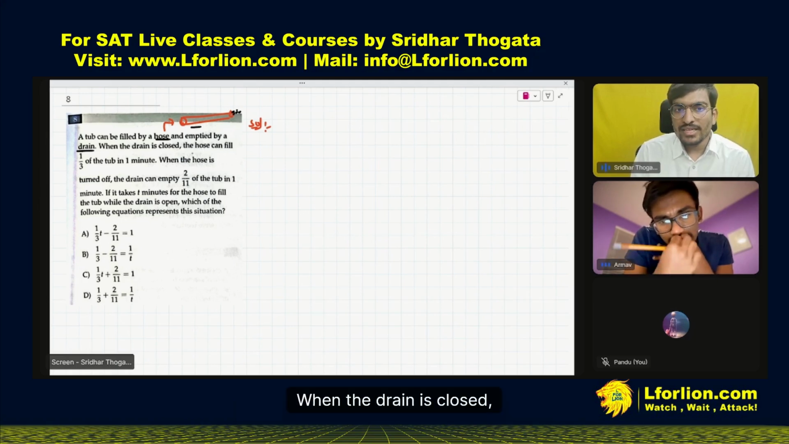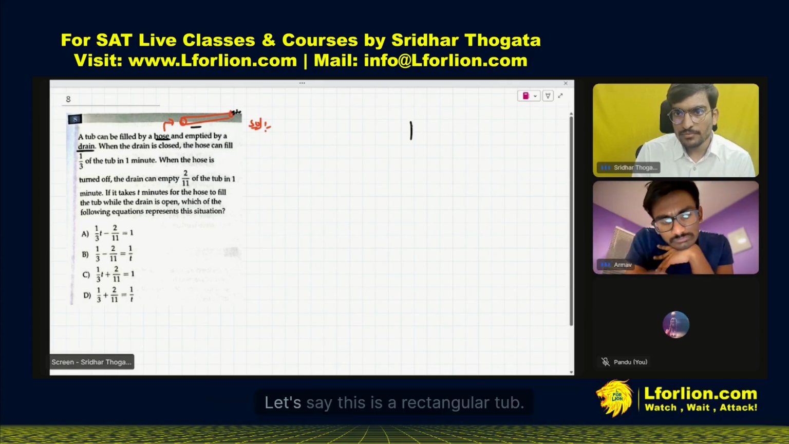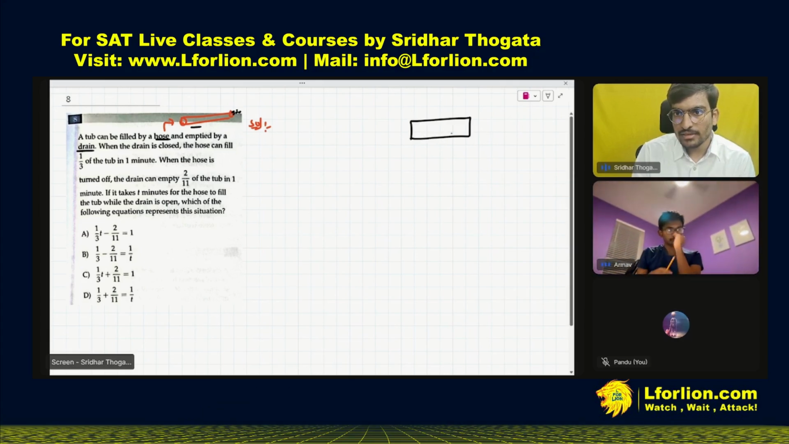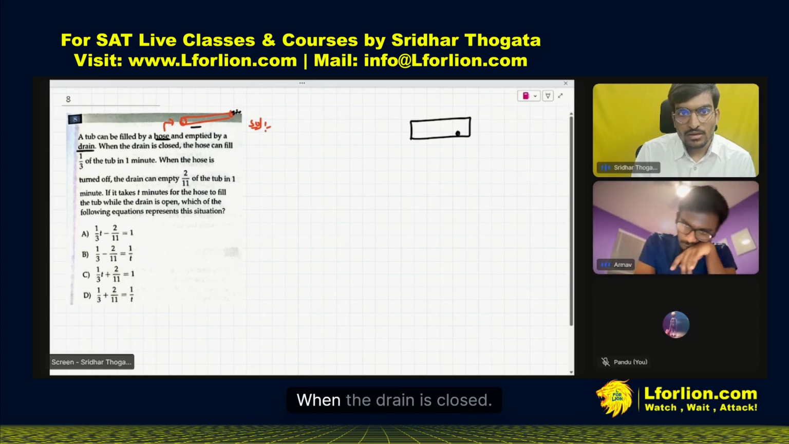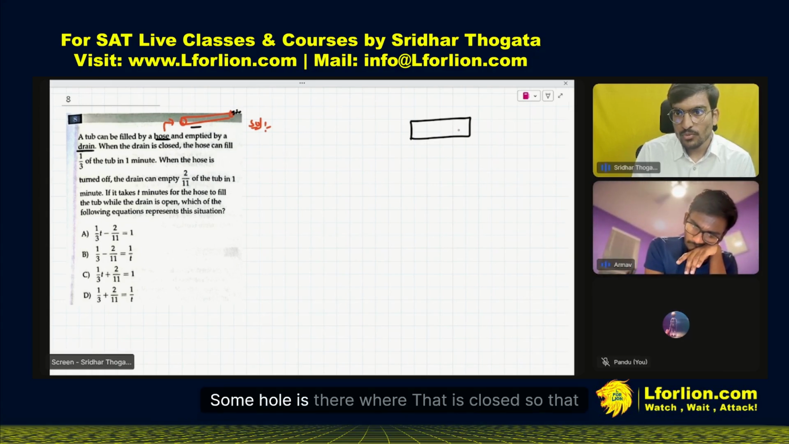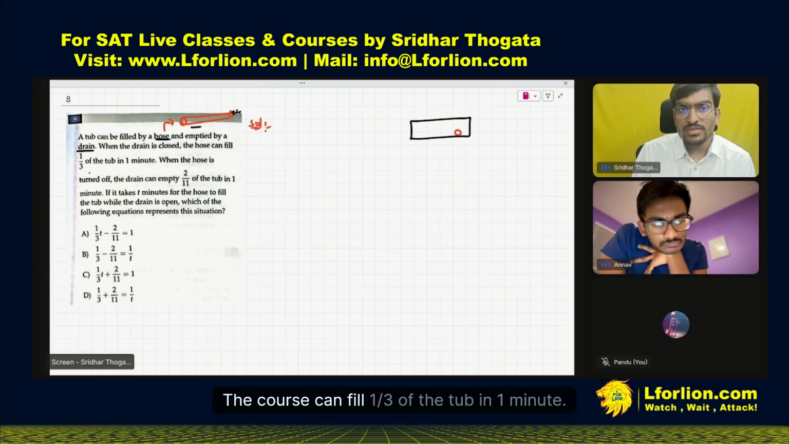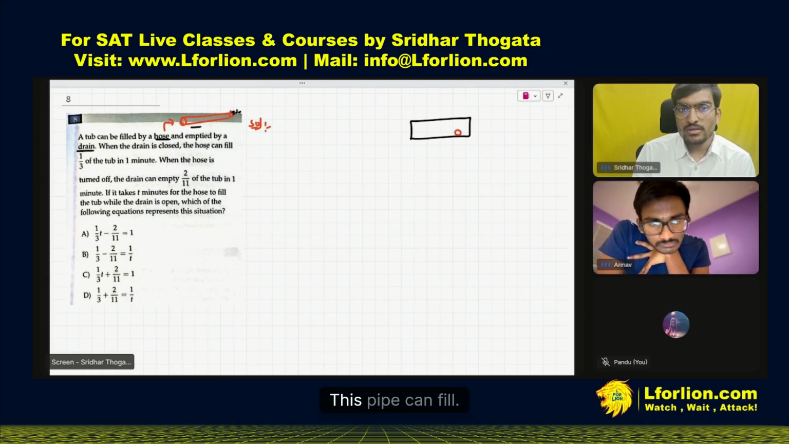When the drain is closed, the hose can fill one third of the tub in 1 minute. Let's consider a tub. Let's say this is a rectangular tub. Let's consider there is a drain, some hole, that is closed so that water won't go out of the tub. So what are they saying? The hose can fill one third of the tub in 1 minute.